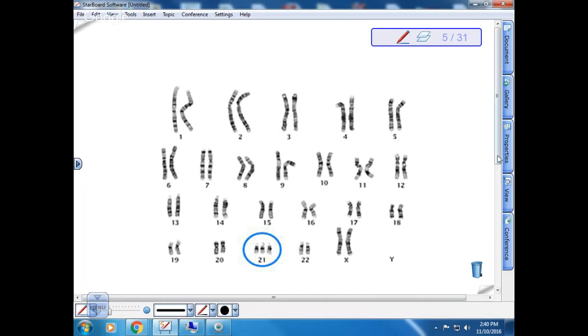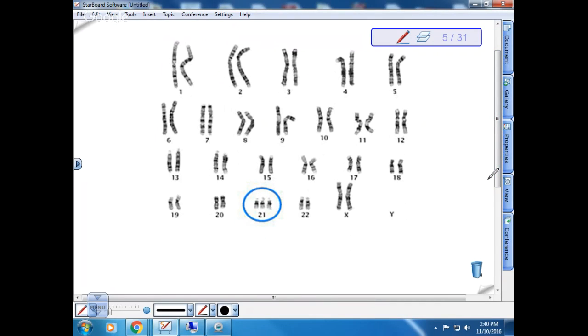So when we look at this, is this a female or a male? Female, right? And so we would write it, and you can see this on your handouts. We could write it as 47, and then it's a female, so it'd be XX, and it would be plus 21, right?